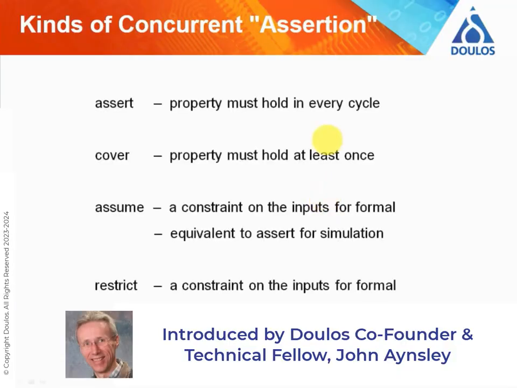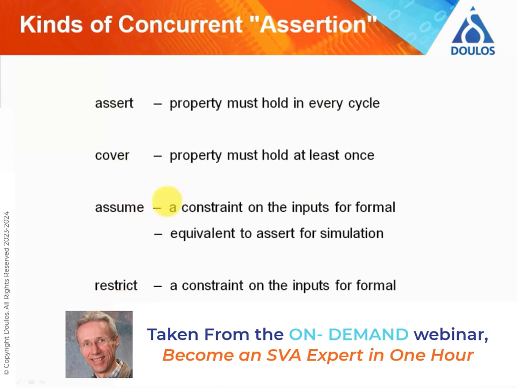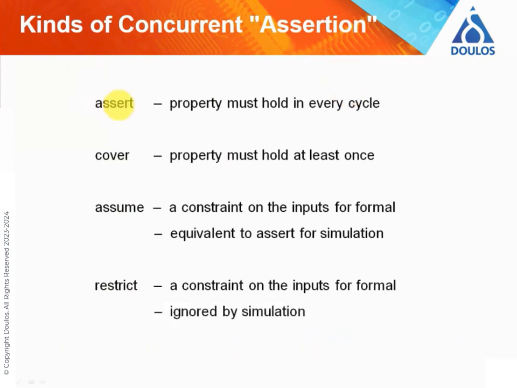There are four kinds of statement in SystemVerilog that refer to the use of properties. They are the assert statement, cover statement, assume statement and restrict statement. And these four statements are generically known as concurrent assertions. Arguably that's a bit of a misnomer. Perhaps we should only call the assert statement an assertion, but nonetheless generically these four are all known as concurrent assertions.